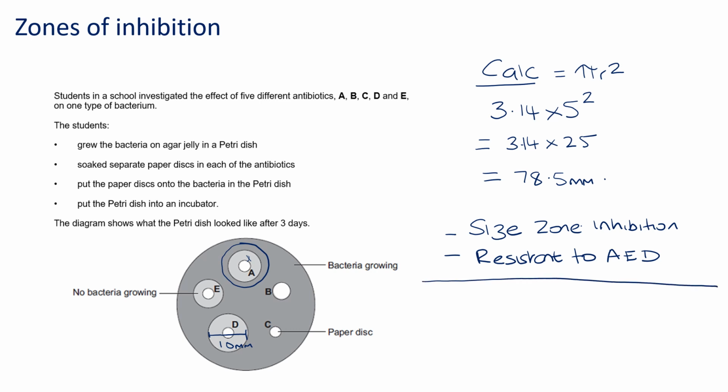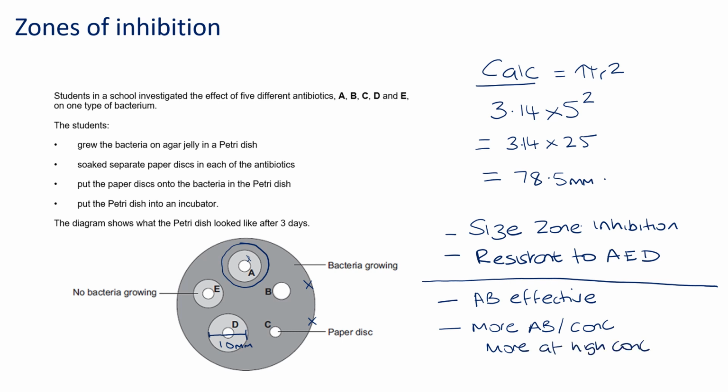Equally, another thing that quite often crops up is where they try to catch you out. And if you have a look at antibiotics B and C, neither of them have a zone of inhibition. So it could be concluded that both antibiotics were effective against the bacterium. But equally, if you look carefully, B is slightly bigger than C. And if it's slightly bigger, then that means it has more antibiotic on it. And therefore, if it's a higher concentration, it could be that the bacterium are more resilient at high concentrations. But equally, the antibiotic could work at lower concentrations.